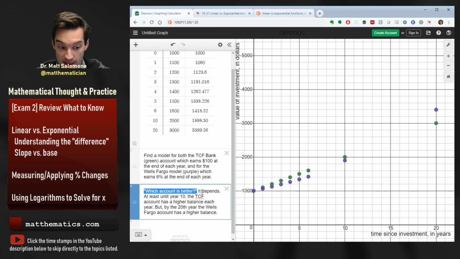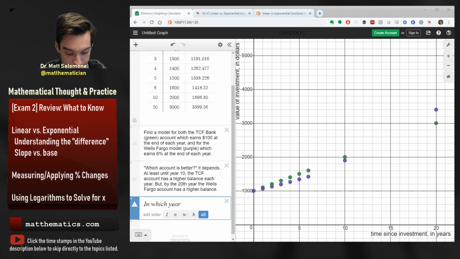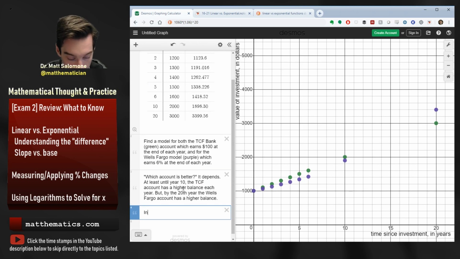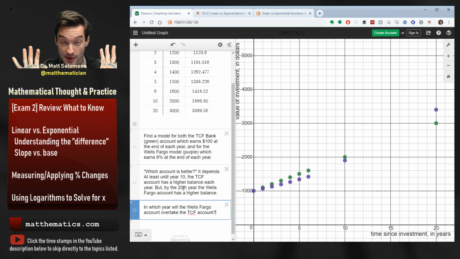Now that we know that the answer to the it depends question depends on how long the money is going to remain in that account, let's refine that question. Let me get back to the text mode here. I want to make that a note. In which year will the Wells Fargo account overtake the TCF account? In other words, there's a tipping point somewhere between the 10-year mark when the TCF bank account has a higher balance and the 20-year mark where the Wells Fargo account has the higher balance. Somewhere in between these two data points is a tipping point, a place where suddenly the Wells Fargo horse is in front of the TCF horse.